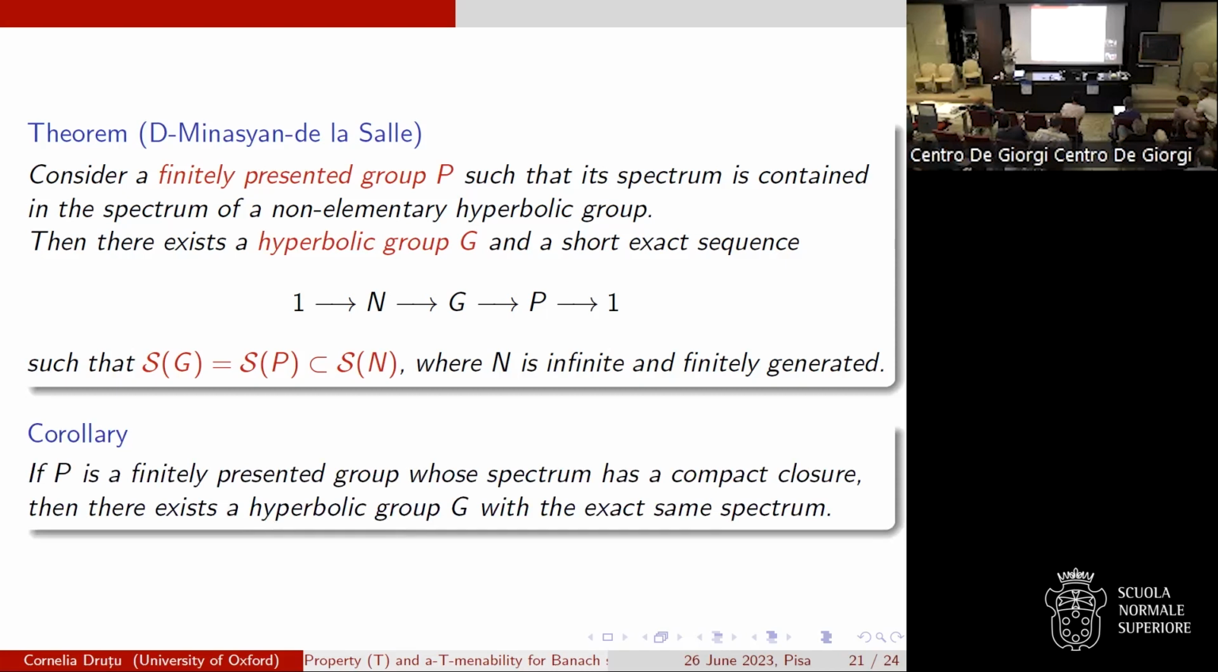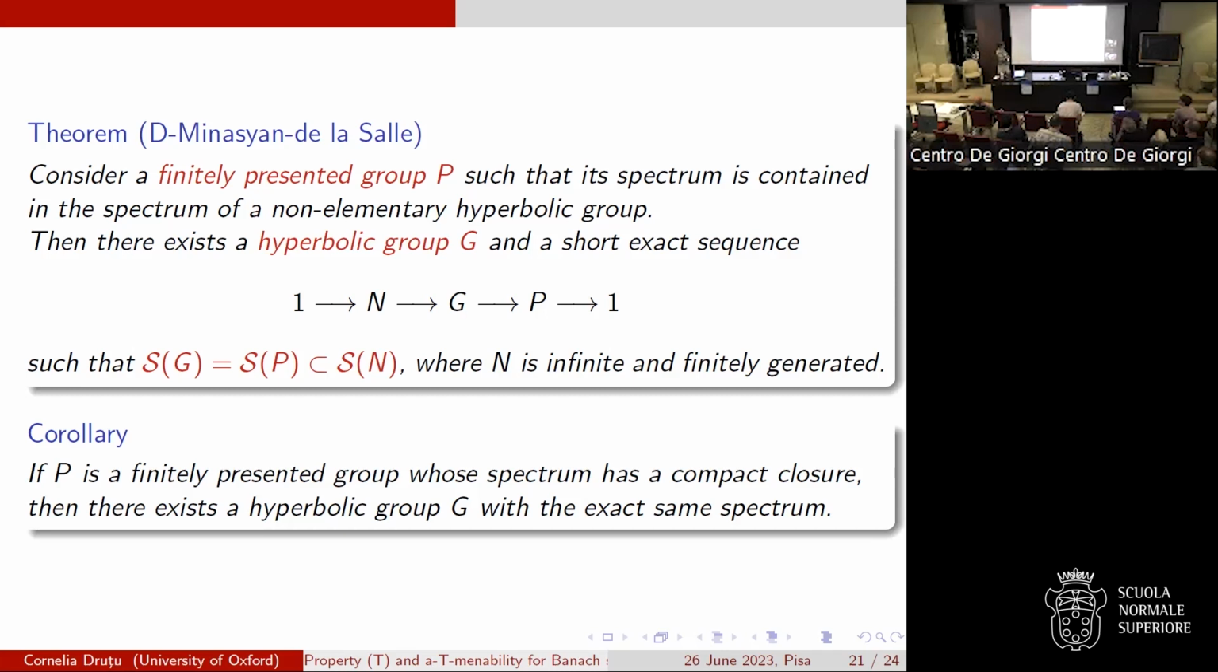And the corollary of this is maybe more poignant. If we know that a finitely presented group has a spectrum that is relatively compact, then we can find a hyperbolic group that has the exact same spectrum. So in the range of groups with relatively compact spectrum, we can't find anything new in the class of finitely presented groups beyond the hyperbolic groups. So it's this range that we have to consider. That being said, as I said to begin with, the mere fact that all the hyperbolic groups would have a relatively compact spectrum is equivalent to the weak Shalom conjecture. And that is a tricky conjecture.